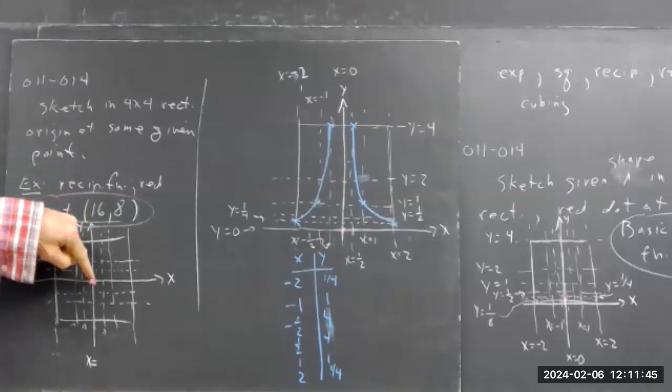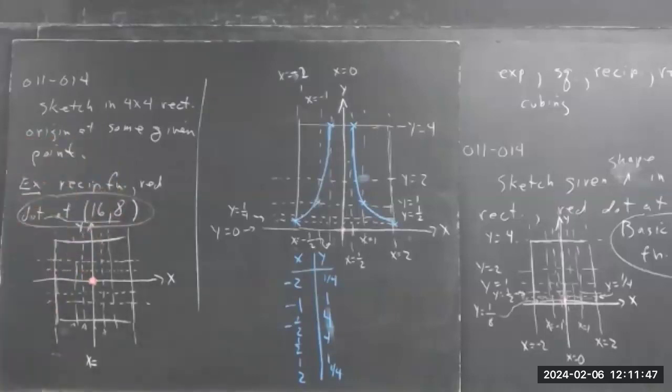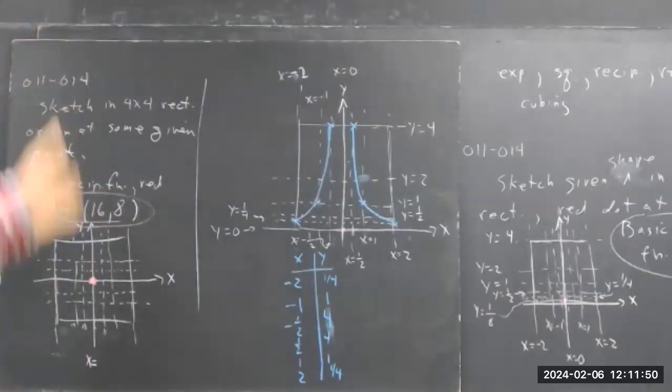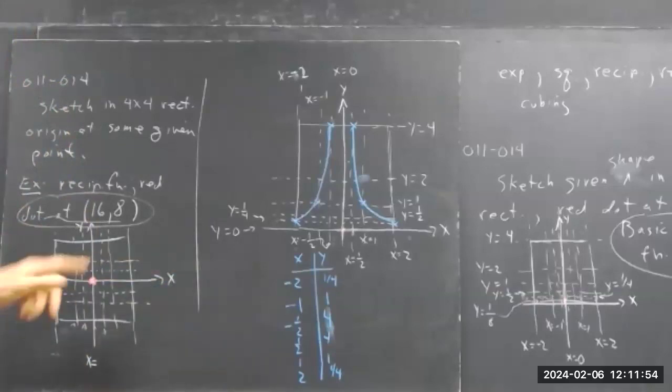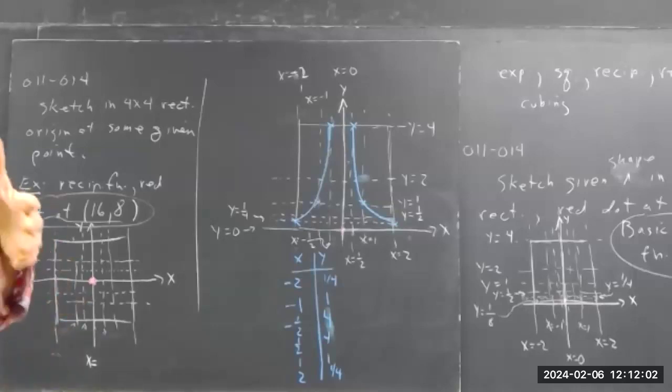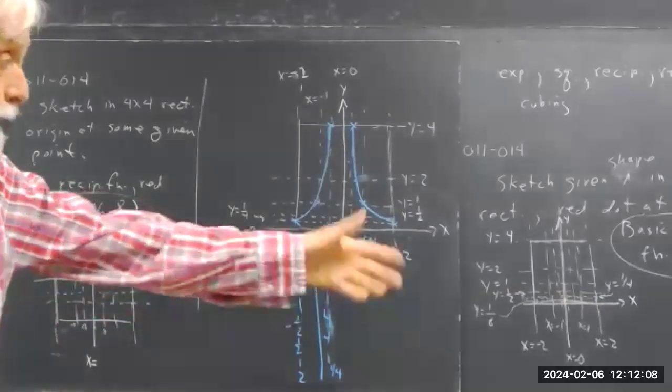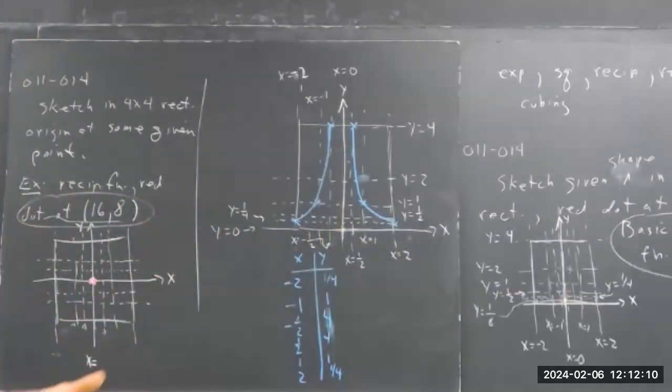I said that the red dot is at the point 16.8. That means it's on the line where x equals 16 and on the line where y equals 8. That's exactly what the point 16.8 is. You really want to understand that, because you really want to understand what the coordinates of the point are telling you and be able to draw what the coordinates are telling you. Okay, so there's a lot of that. When we're labeling these things, you got to understand that. So you got to work on that if you need to. But it's not difficult. Okay.